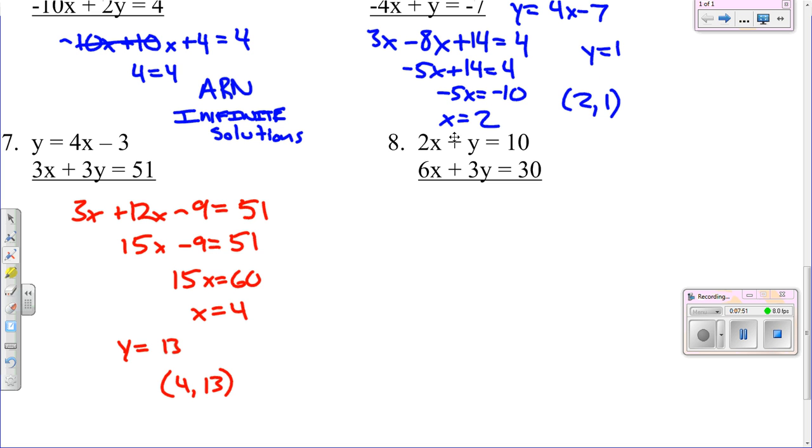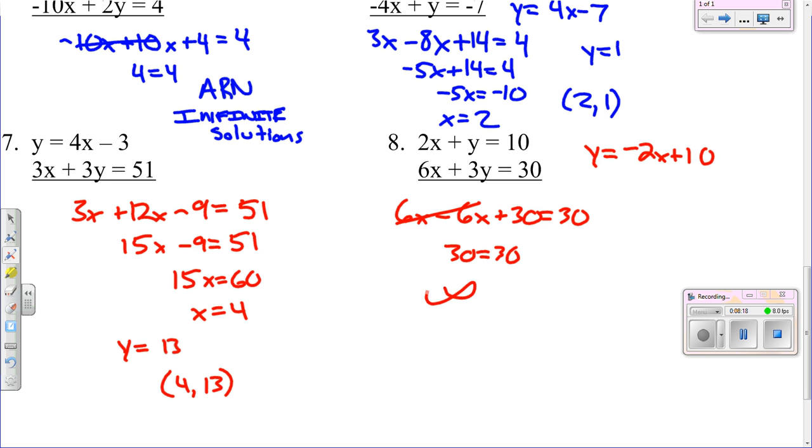Number 8. Got to get this y by itself first. Subtract the 2x over. Y equals negative 2x plus 10. Now substitute that in here. 3 times negative 2 is negative 6x. 3 times 10 is 30. Those cancel out. You're left with 30 equals 30. So that's infinite solutions.